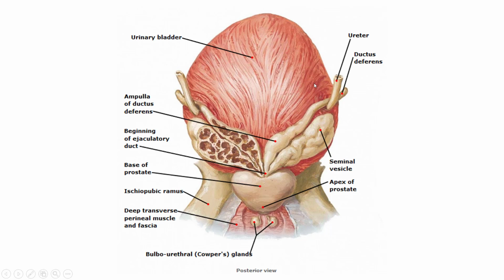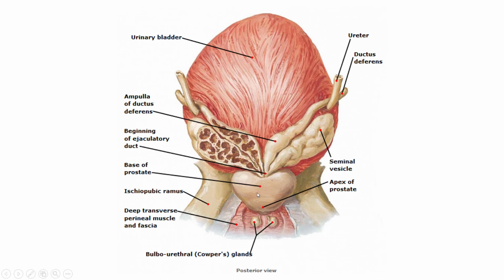So you have the bladder here, posterior to the bladder is a ductus deferens, and then posterior to the ductus deferens is a ureter. And then those come in medial to the seminal vesicle to form the ejaculatory duct, and the seminal vesicles are inferior to the ductus deferens. The prostate is inferior to that.